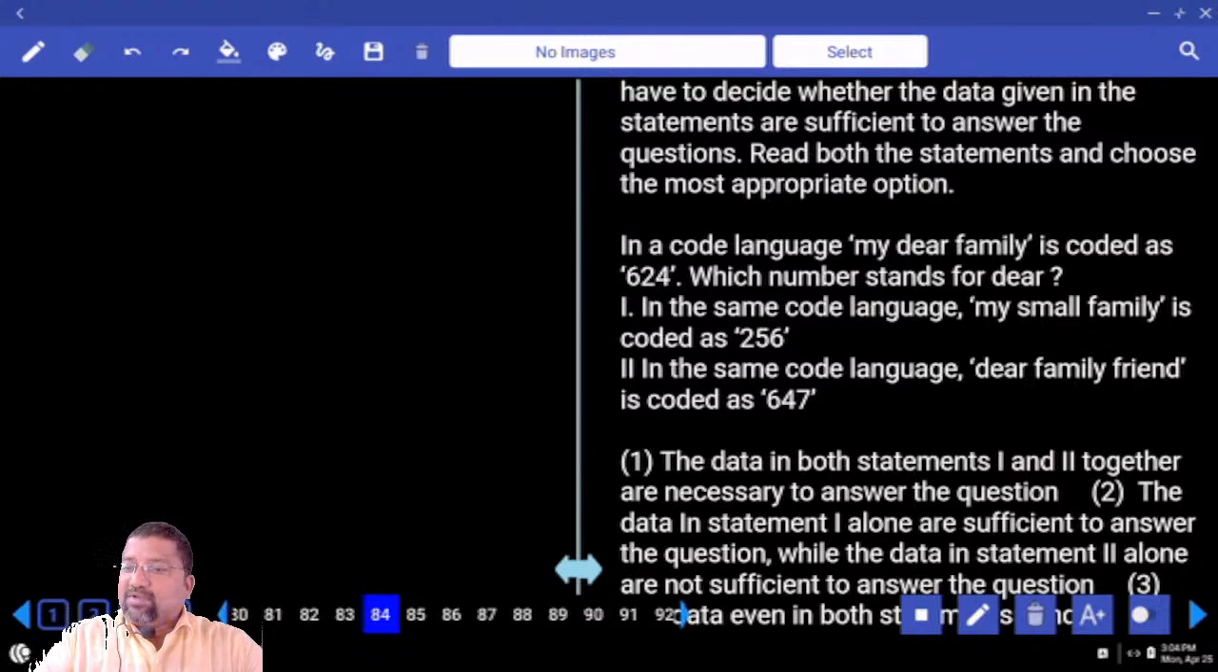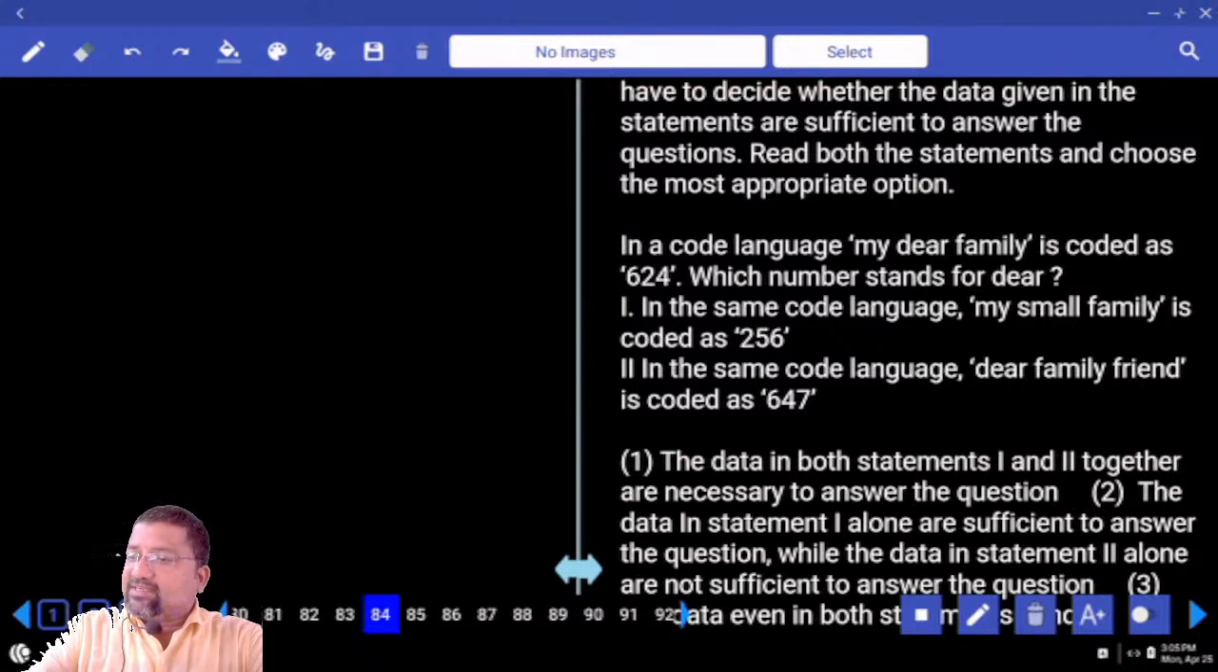My dear family scored as 624. Coding and decoding: until and unless you have something to compare, you won't get the answer. This you know very well. Yes or no? Until and unless there is something to compare, you won't get the answer. But one sentence is already given in the question itself. And in the statements, how many sentences? 2 sentences. Oh, sorry, 1 sentence. In each statement, we have 1 sentence.